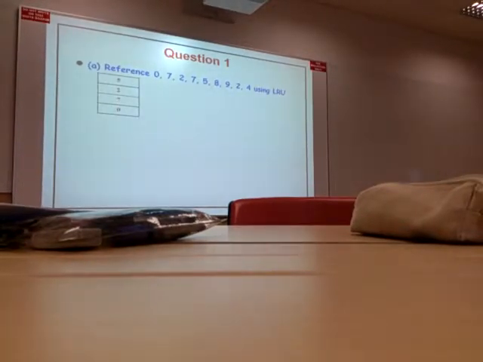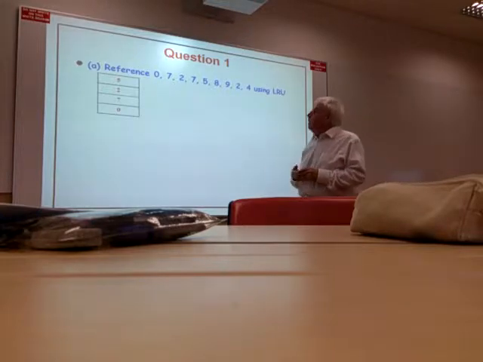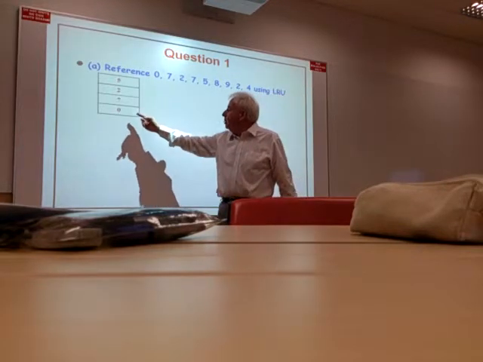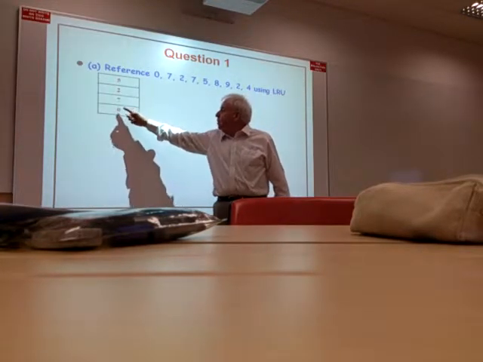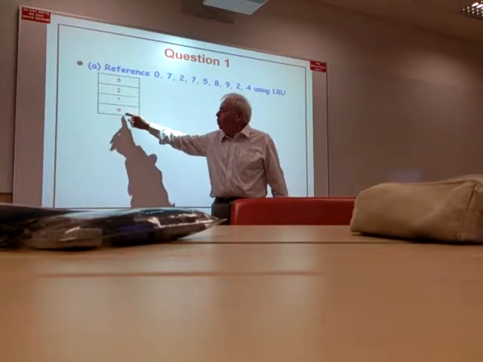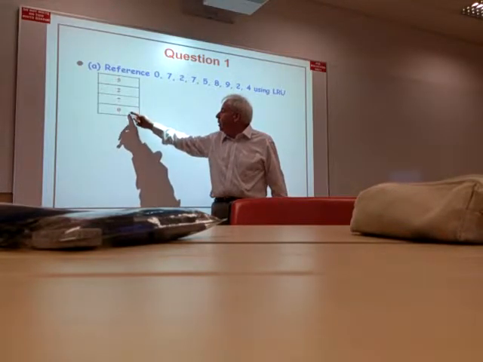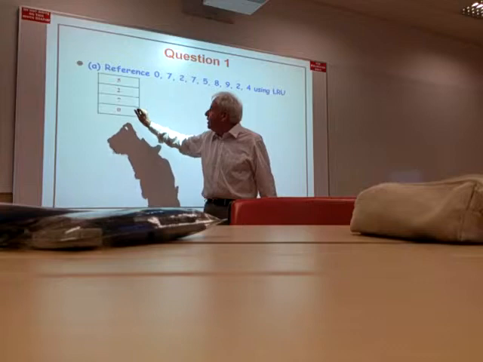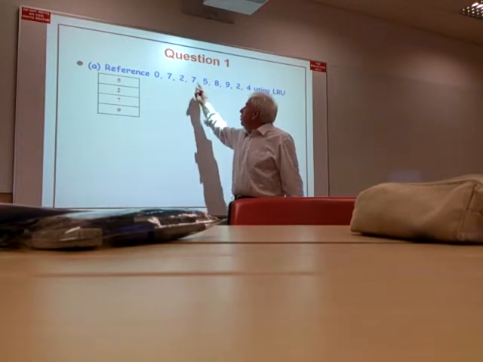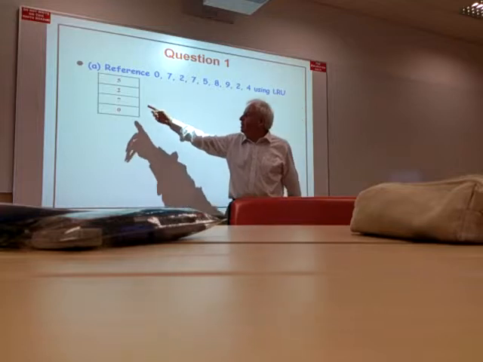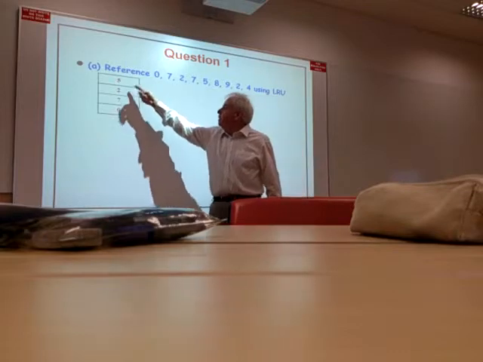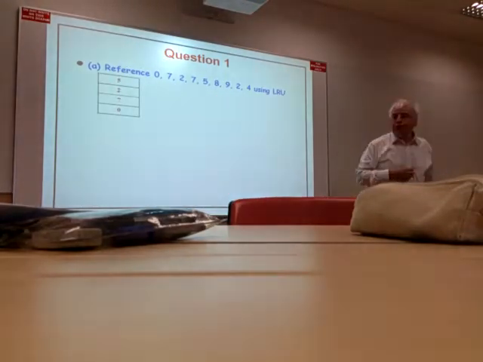Okay, so we have 4 physical page frames. If the program references 0 7 2 7, we can load the first virtual page 0 into the page frame. The 7 can be put in. The 2 can be put in. When we access the 7, it's already there, so it doesn't cause a page fault. And then when we access 5, it can be put into the 4th entry of our physical page table.